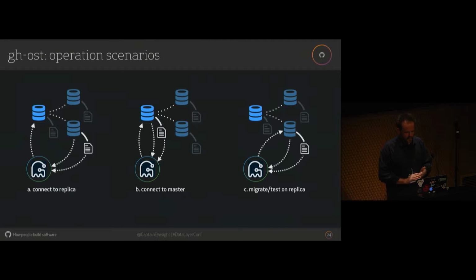Now, there are three different models here of what you can do. The first one is how we run it in production. Basically you're connecting to a replica, and in our case, that replica is still taking reads just like any other application.